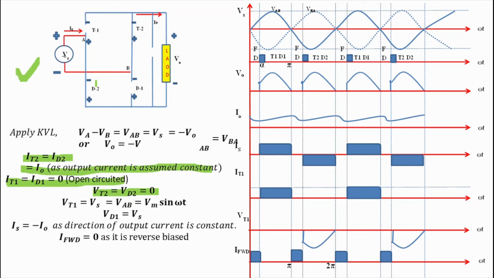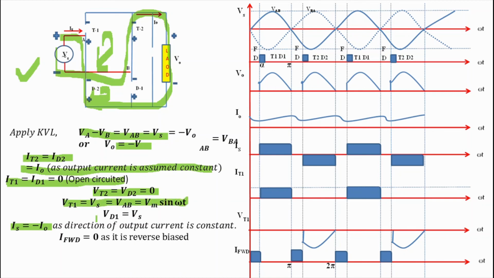Apply KVL in this loop. We get V0 equals minus Vs, and that is equal to VBA. Also here Is equals minus I0. Now apply KVL in the loop having Vs, T1 and T2. On applying KVL we get Vt1 equals Vs, and again apply KVL in the loop having Vs, D1 and D2. We get Vd1 equals Vs.